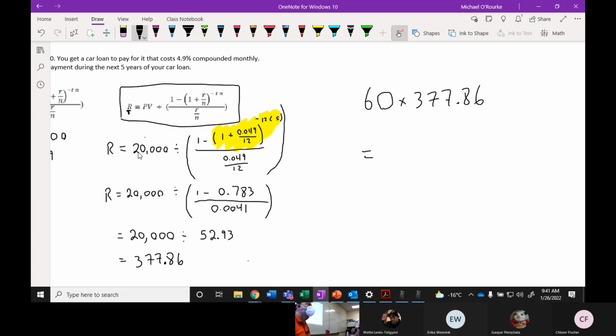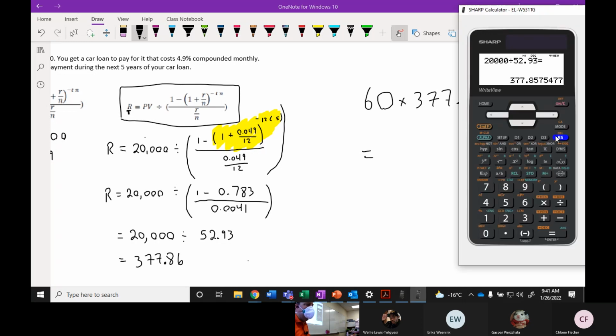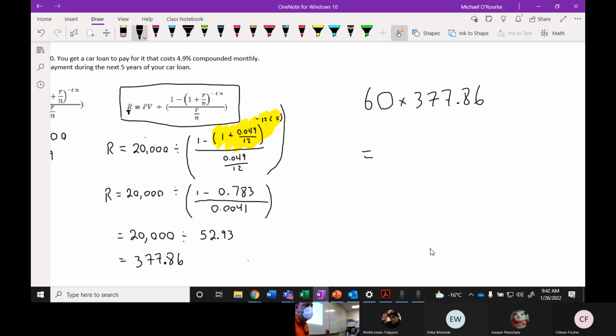So when you went to the car dealership, $20,000 was the sale price on the car. That was the end price of it. But then they gave you a loan to help pay for the car at 4.9%. You have to pay some of the loan. So how much do you actually pay for it? I'm just going to times this number by 60. I actually paid $22,671.45.